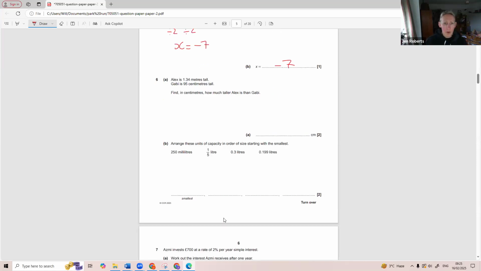Alex is 1.34 metres. We want our answer in centimetres. So 1 metre is 100 centimetres, I'm going to multiply this by 100. Okay, so find out how much taller Alex is than Gabby. 134 minus 95. So it's 5 to 100, another 34 would give us 39 centimetres.